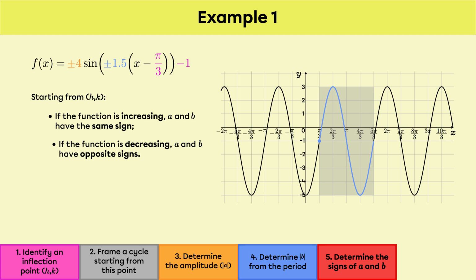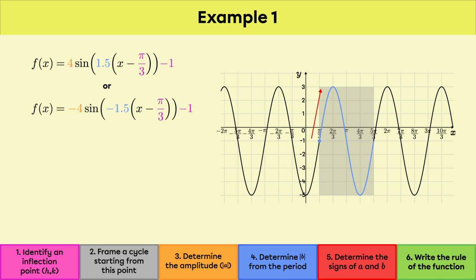In this example, the function is increasing, therefore a and b have the same sign. Both can be positive or negative. You choose. Note that if the hk values chosen at the beginning had been different, other answers would also have been possible. We have now found the rule of this sinusoidal function.